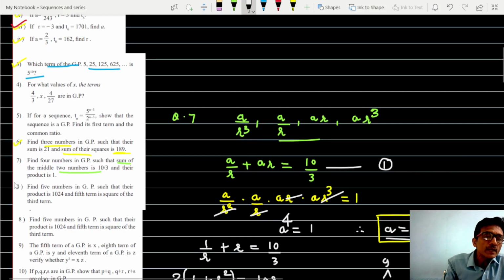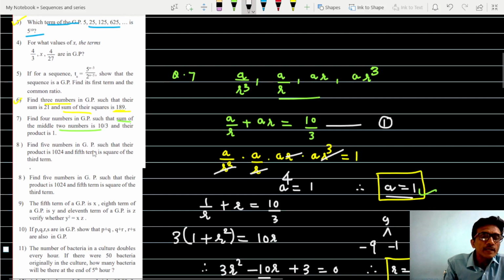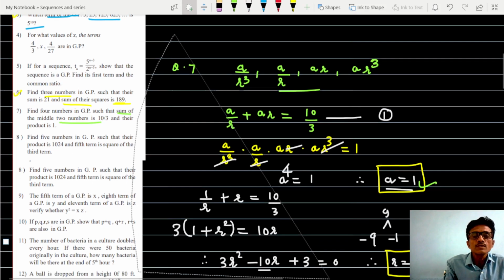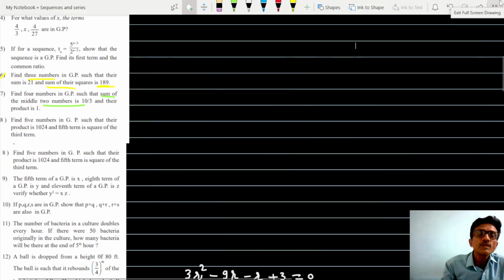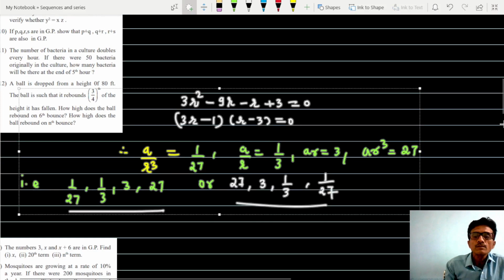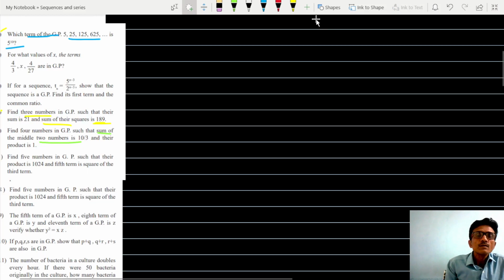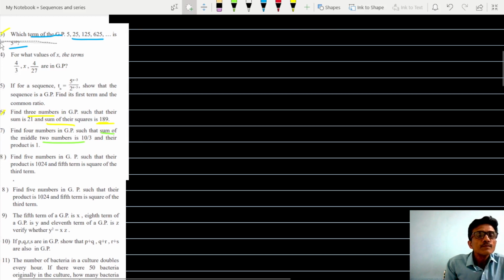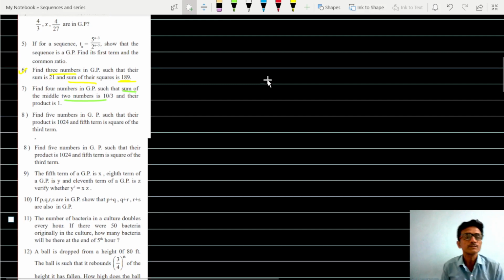Now let's do question number 8. Find 5 numbers in GP such that their product is 1024 and fifth term is square of the third term. So the question is so easy. You have to take 5 numbers in GP. You have to find 5 numbers in GP. Let's do question number 8.